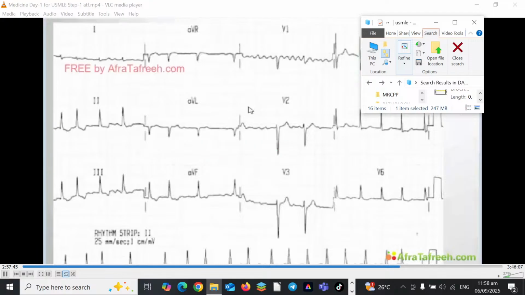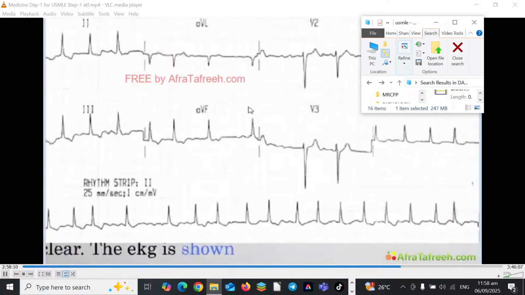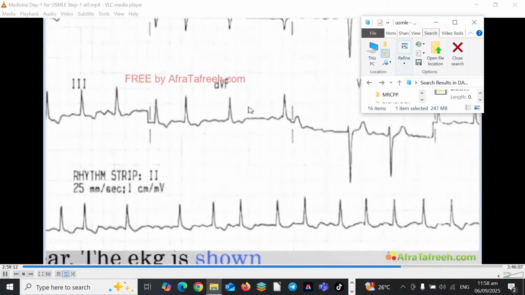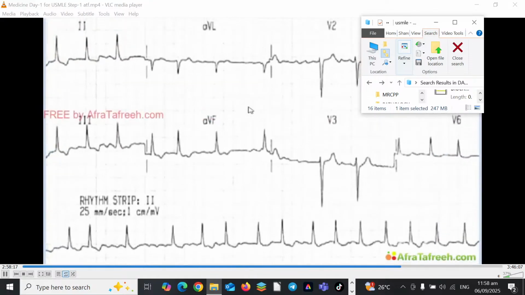Do you realize where the P waves are? Can you see the P waves? Narrow QRS. Very good answer. But do you have a P wave or you don't have a P wave? You say there is no P wave. Can you see now?